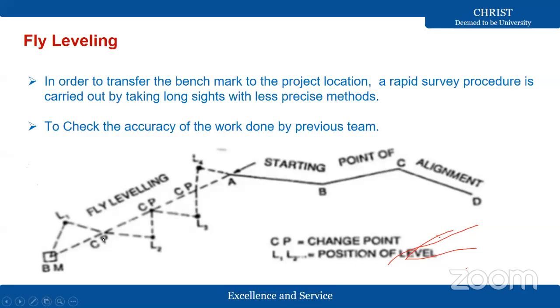See here in this figure, this is my project area. ABCD is my project area, but I don't have a benchmark in this area. The benchmark is somewhere here. So I want to connect my project site with this benchmark. To connect it, I am going to start the survey from here. This part I am going to do with a rough method, less precise and with less accuracy, so that I will finish fast. Once the benchmark comes over here, if I know the elevation of this point, then I am going to take accurate values from here to here. That is called fly leveling.